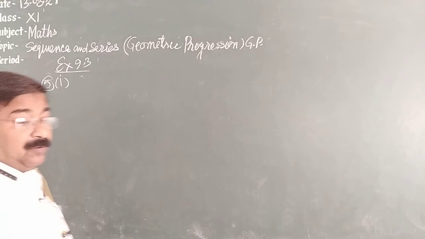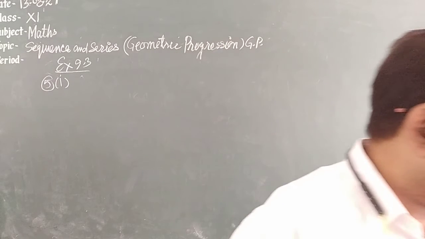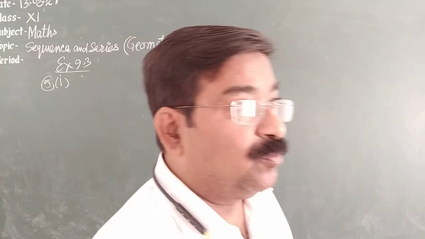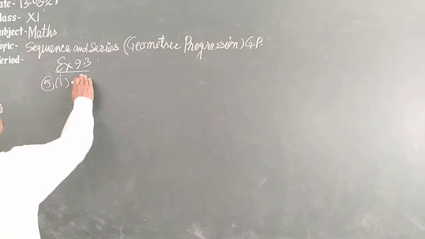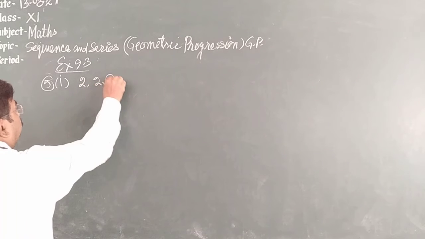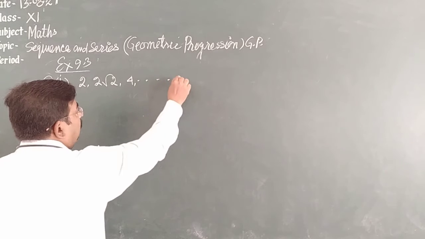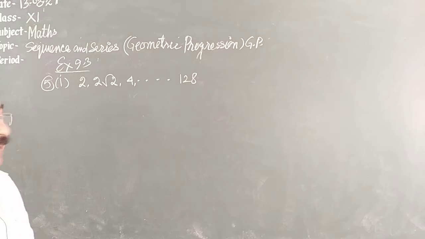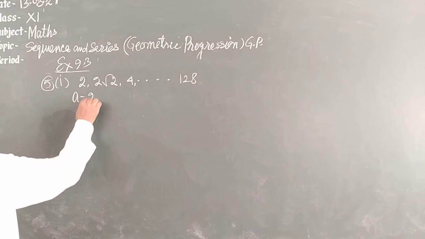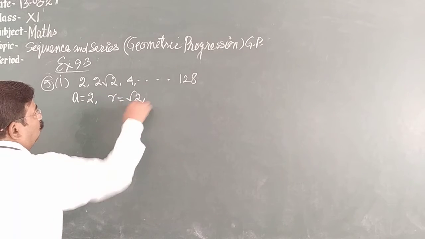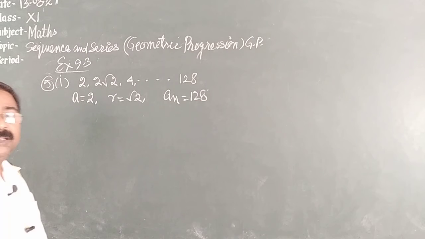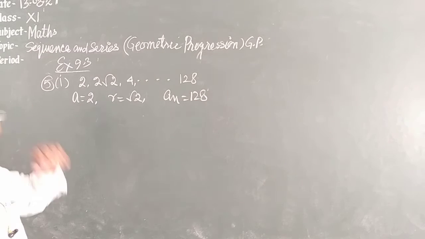First part, we are given in the question: which term of the following sequence is 128? The sequence is 2, 2 root 2, 4, and so on. Last term is 128. So we have to find the value of n. So here we have a is equal to 2, r is equal to under root 2 and the last term an is equal to 128. Apply the formula for an and get the value of n.